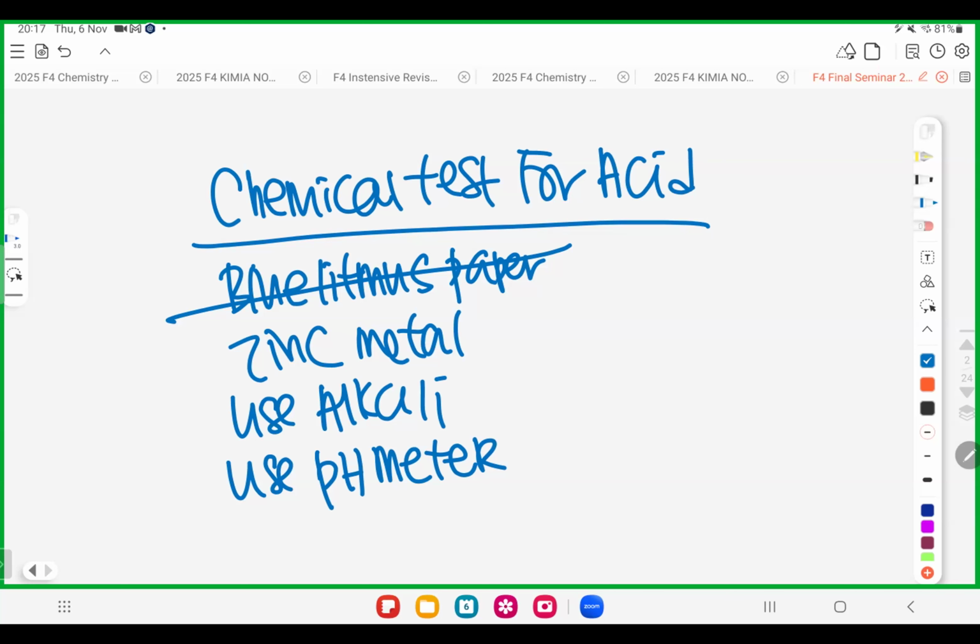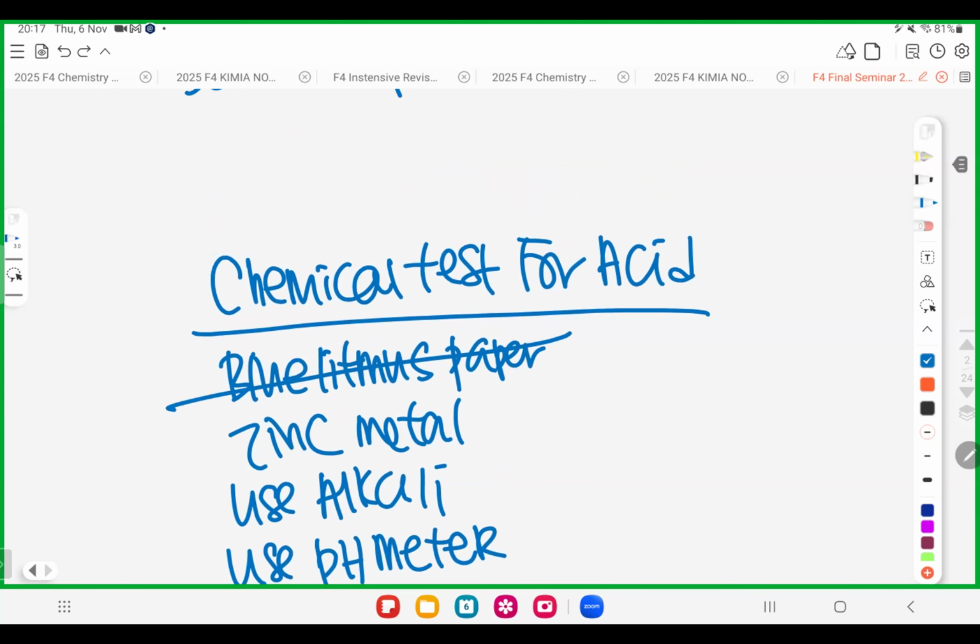Okay, so guys, litmus paper is not a chemical test. A chemical test must have a chemical reaction. Do you think when litmus paper is put in acid, any reaction is happening? No. So what is the chemical test?